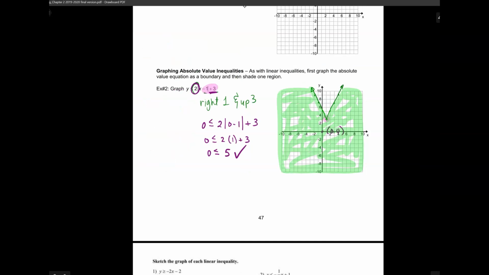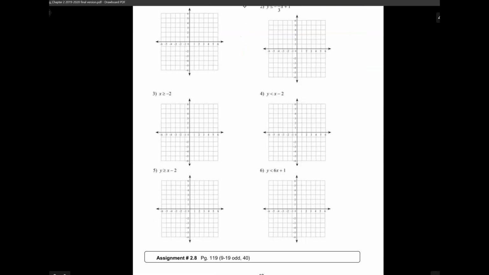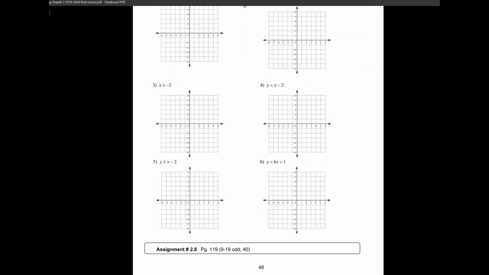Alright, awesome. So, of course, this is more examples, but really, 9, 11, 13, 15, 17, 19, 40. So there's 7 problems for this assignment, and I think I just left you 6 to do for the other one. So that's not too bad.